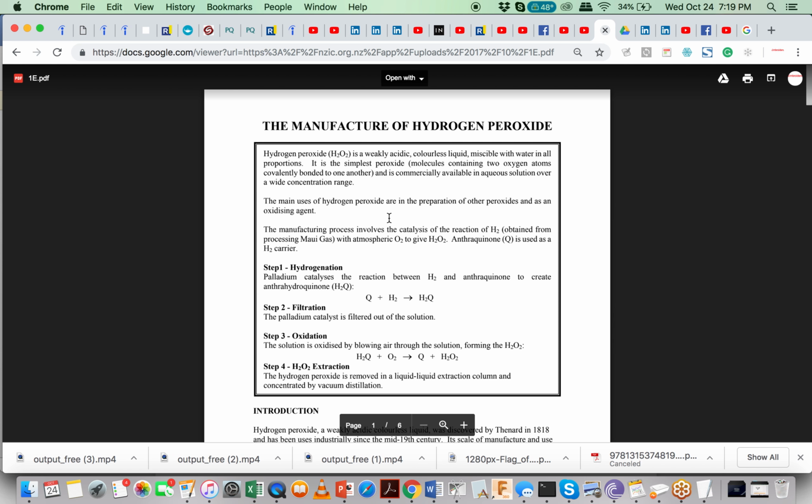Hydrogen peroxide is a weakly acidic, colorless liquid miscible with water in all proportions. It is the simplest peroxide molecule containing two hydrogen atoms.